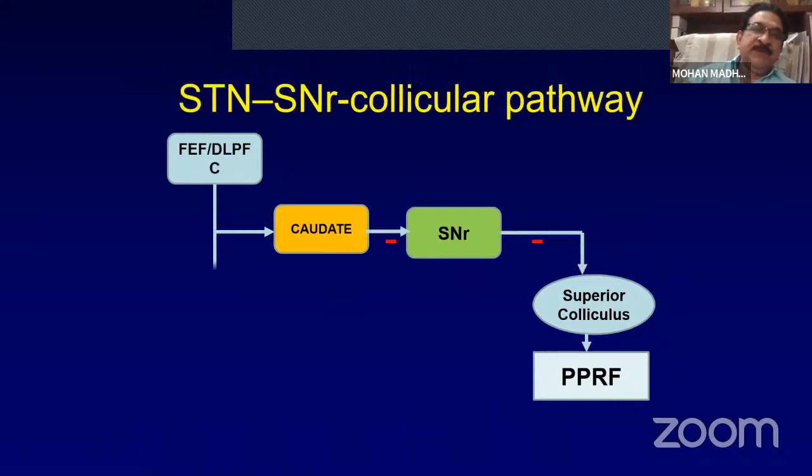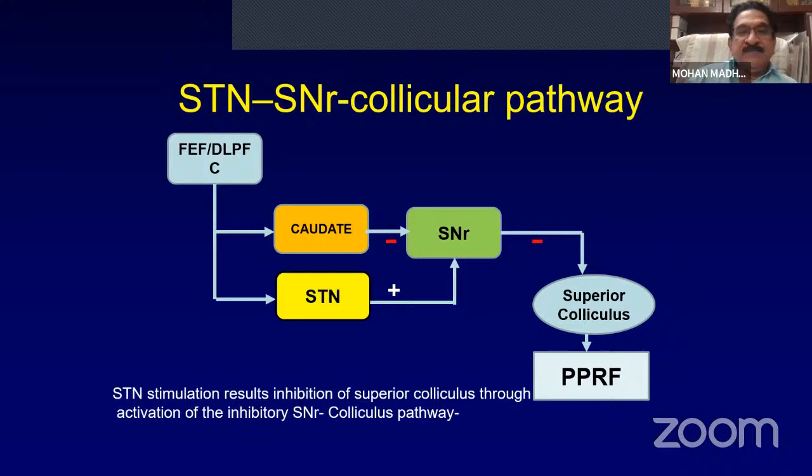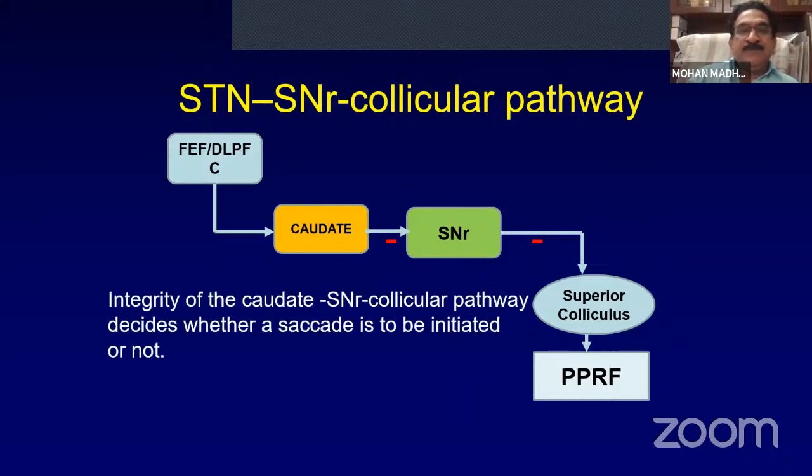There is also another pathway within the basal ganglia circuit, through the subthalamic nucleus. The subthalamic nucleus directly activates, just like our circuitry in Parkinsonism, the substantia nigra reticulata. So when the STN is stimulated, you're going to get inhibition of the colliculus through activation of the inhibitory SNR collicular pathway. So the integrity of this caudate-SNR-collicular pathway decides whether the saccades are initiated or not.